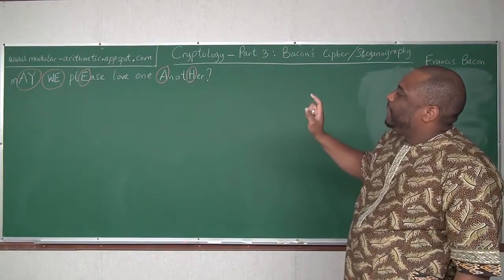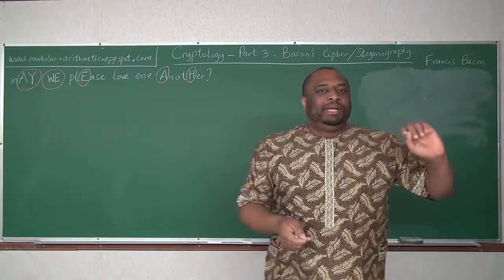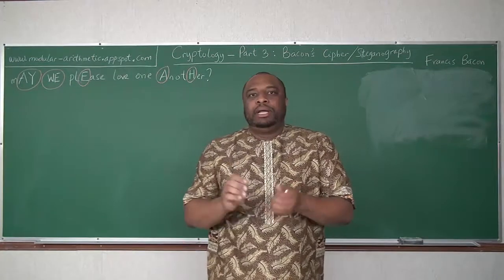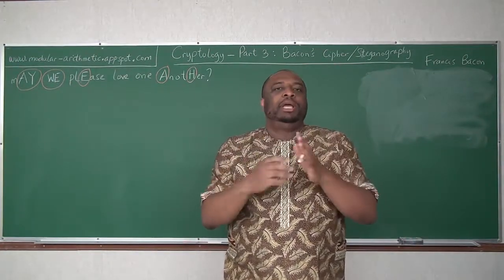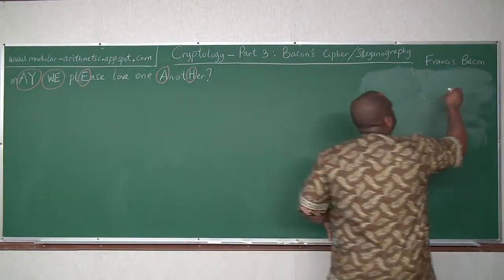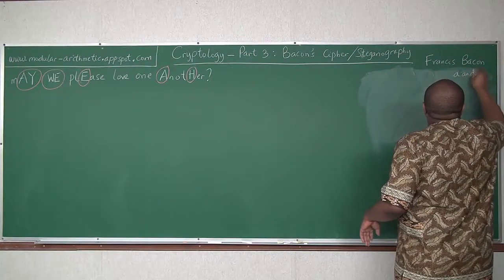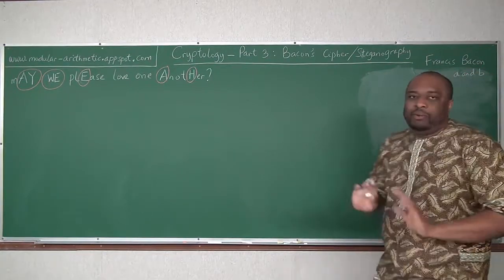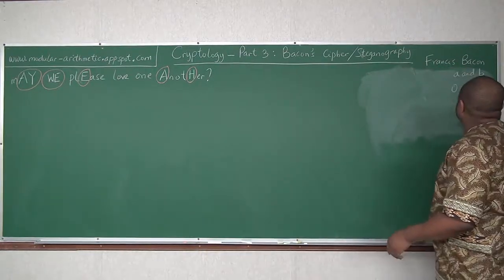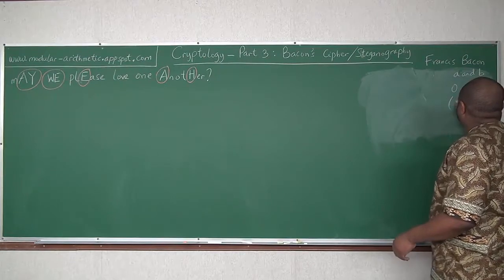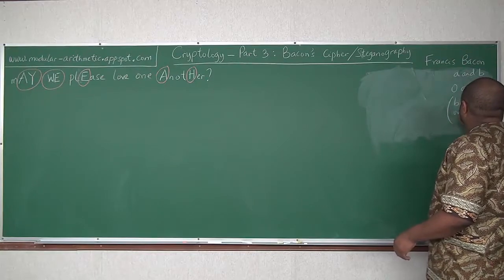The first thing we are going to do is this. With this Bacon cipher, he used A and B. However, we will use 0 and 1. Binary. We're going to use 0 and 1. Binary, or base 2.